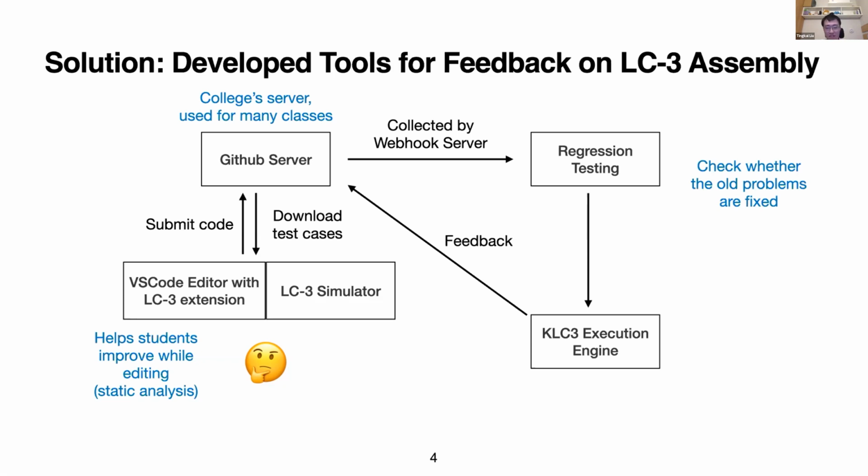If the regression testing is passed, the code is then run in the symbolic execution engine for the LC3 assembly language, which we call KLC3. It is built based on KLEE and performs equivalence checking for the student code and the correct version of code. The result of running is written into a report and pushed back to the GitHub server as the feedback to students. Students can see the reports on the GitHub webpage and download the test cases.